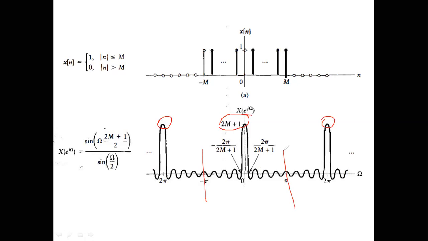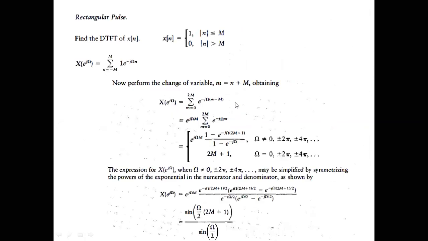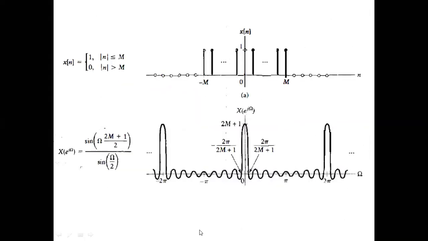By the way, why is there only magnitude in this problem? In the earlier problem we had both magnitude and phase. We plotted the magnitude and phase response. But in this particular problem, you can see our answer, X of e to the power j omega, is purely real. That is why we need not plot the magnitude and phase.